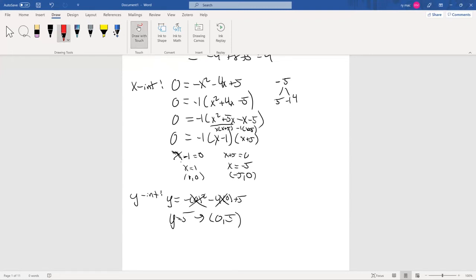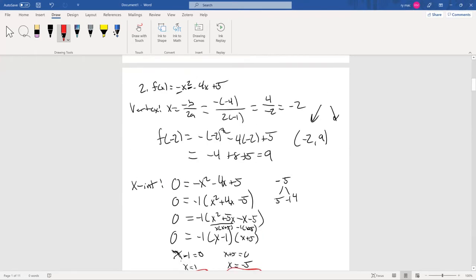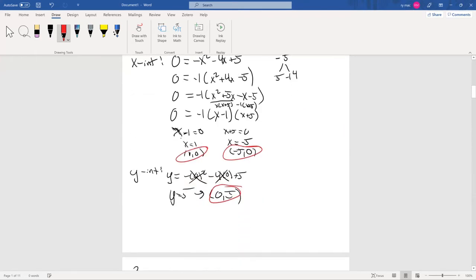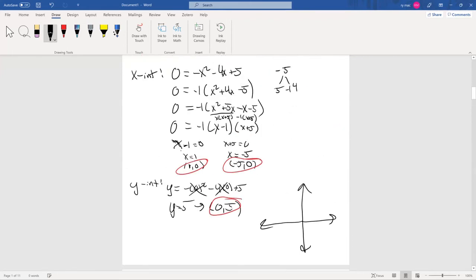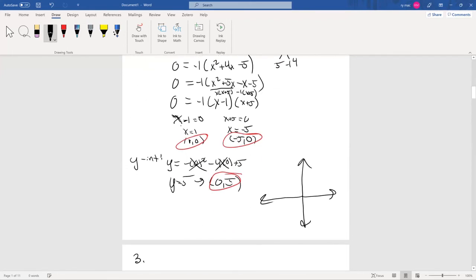So once again, we have those 4 points. We have a y-intercept, we have 2 x-intercepts, and we also have our vertex. So we can go to graphing. The first point I need is -2, 9.